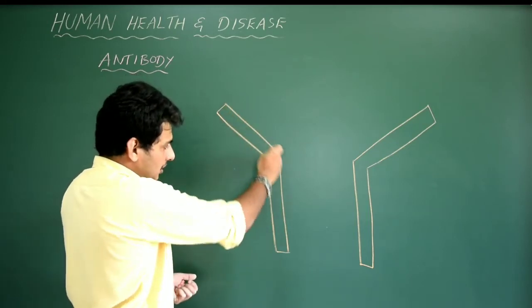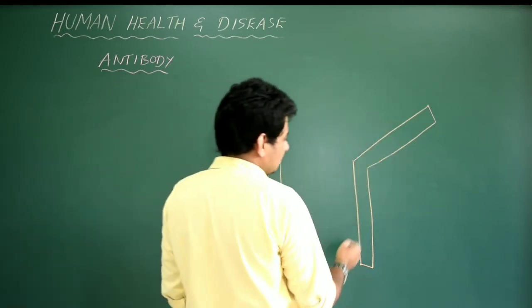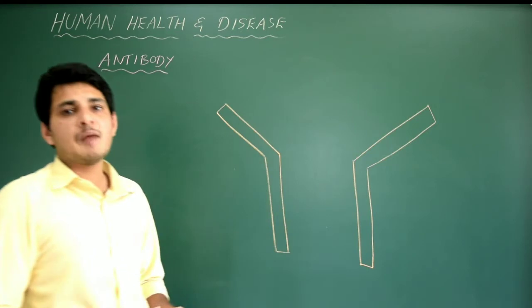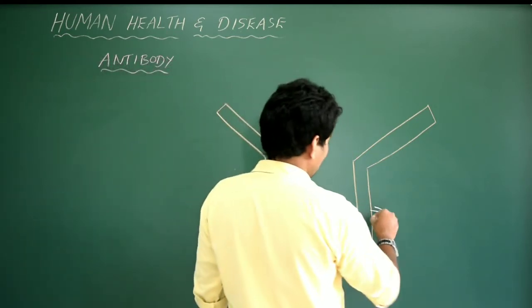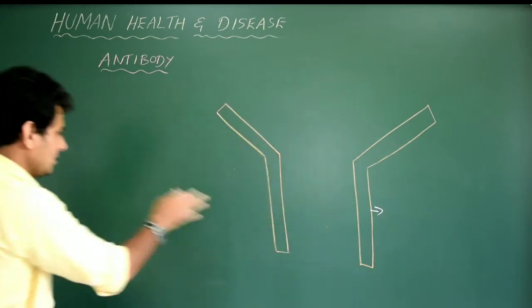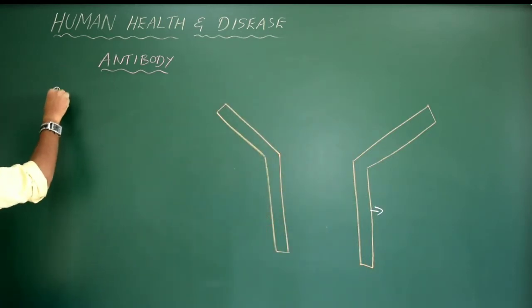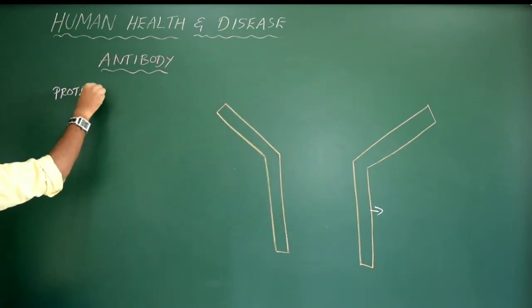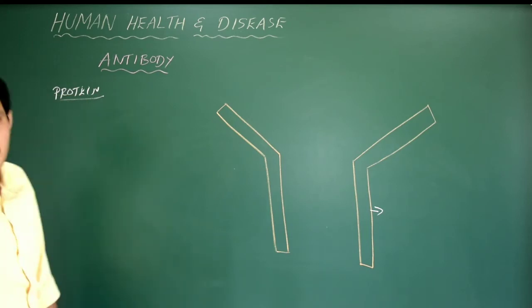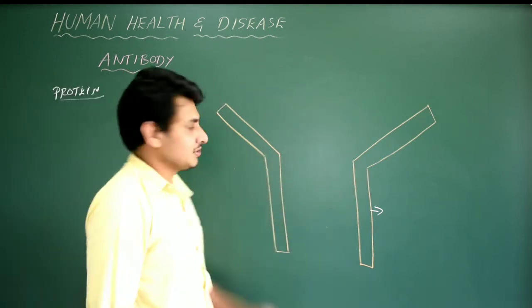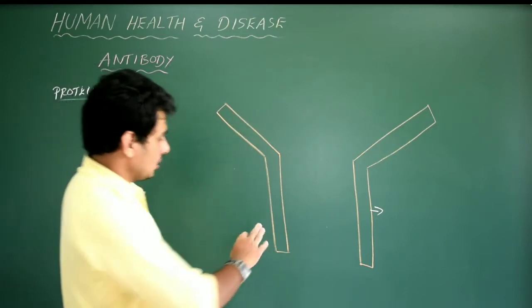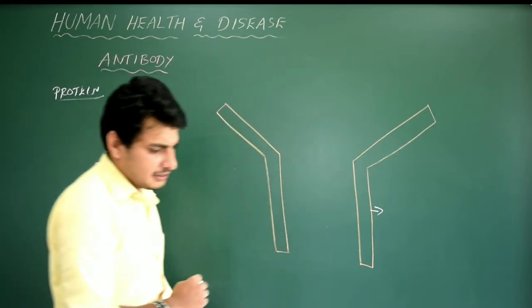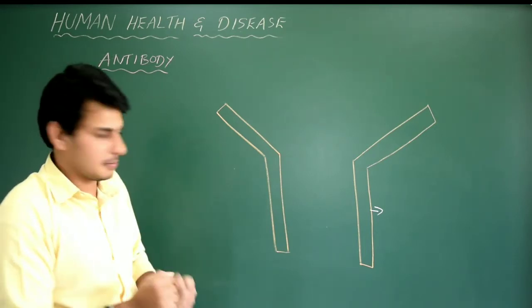Now, this particular structure is also made up of amino acid chain. So, everything is amino acid. Antibody is nothing but a protein, correct? Protein in the sense it should be made up of a chain of amino acids. How many chains are there here? 2 chains are there. These 2 chains are normally very firm, very strong.